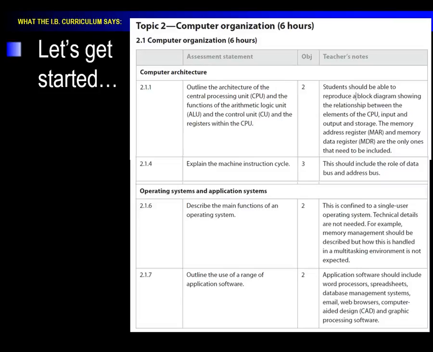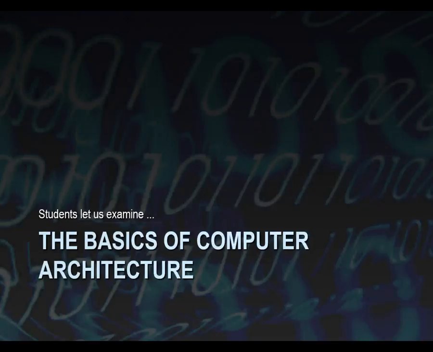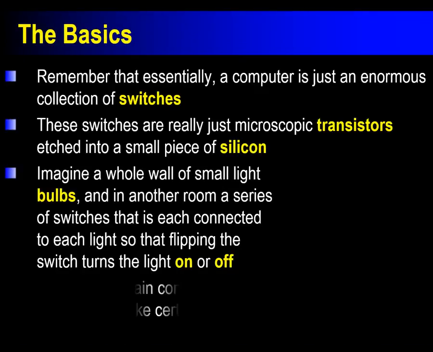Explain the machine instruction cycle. This should include the role of data in that cycle. Explain the main functions of an operating system. Outline the range of application software. Those last two I think are pretty easy, but we'll move through there. So let's talk basics. I'm going to go quickly through this because we've already talked about it.